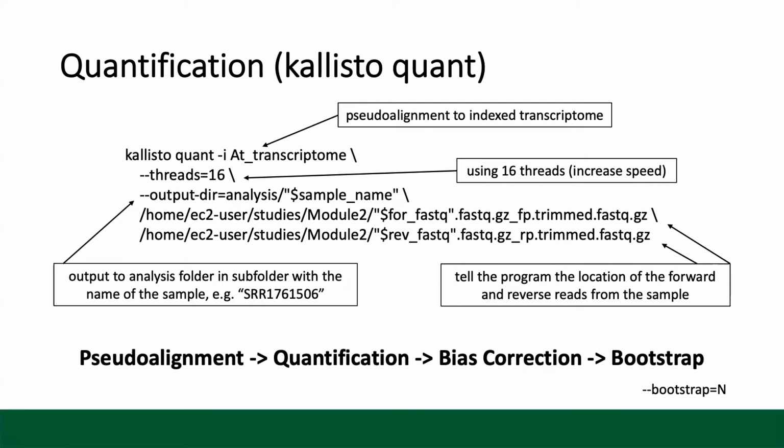And then for every sample, I told it to output into this analysis folder with a subfolder that has the sample name. So we're going to see 18 folders show up eventually with the outputs of all of the Kallisto Quant commands in those subfolders. And then at the end, you give it the forward and the reverse FASTQs, basically. As part of this Quant command, it's going to do these 4 steps. It'll pseudo-align, it'll do the quantification, it'll do a bias correction, and then some bootstrapping.